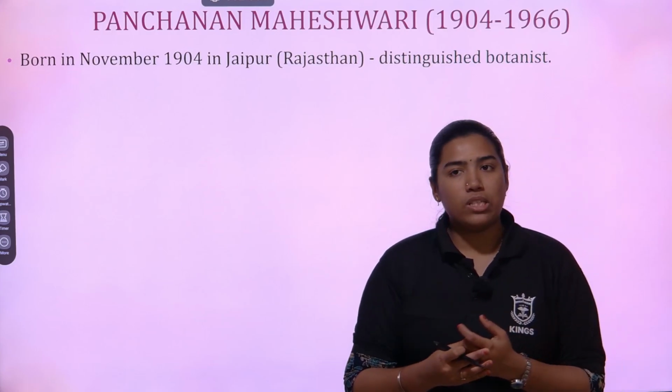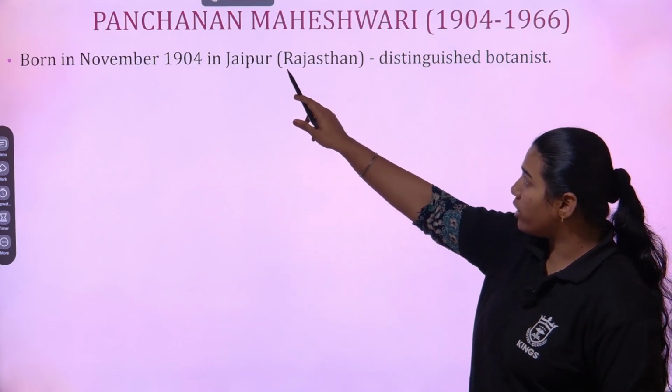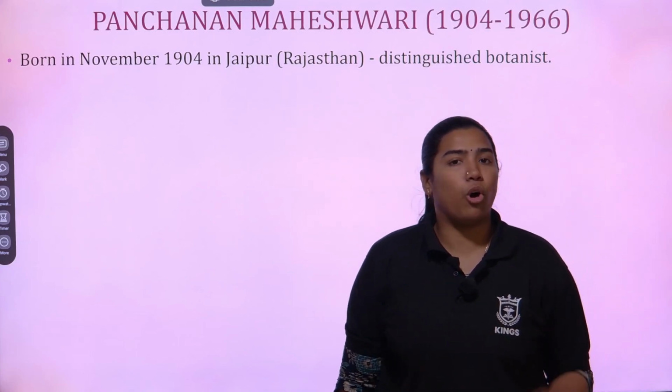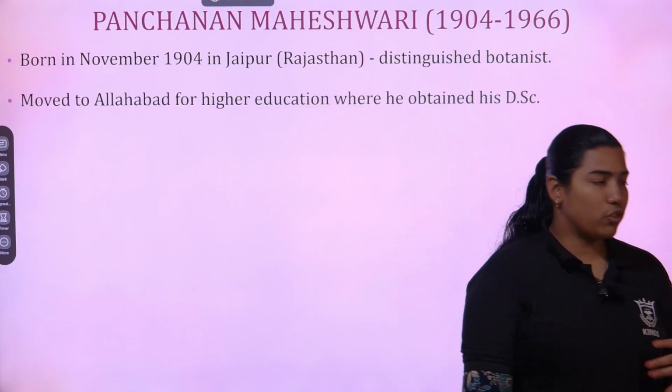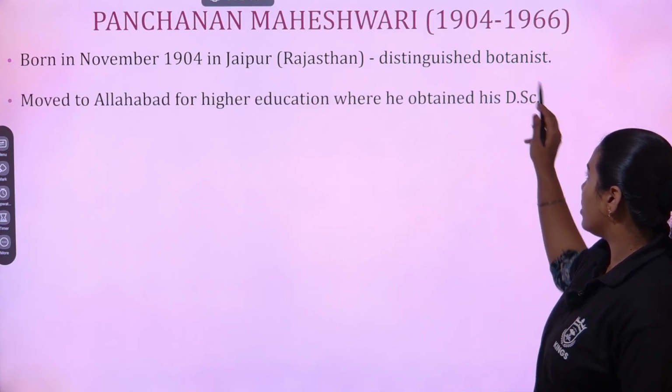Where was he born? In 1904, he was born in Jaipur, Rajasthan, and he is a very distinguished botanist. So he studied plant biology. And then next he moved to Allahabad for his higher education, and there he obtained his DSc degree.